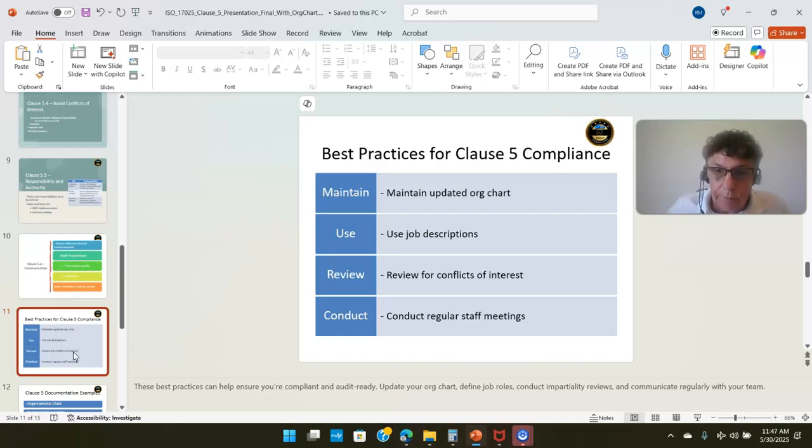especially when it comes to Clause 5. Update your org chart as needed, define job roles, conduct impartial reviews, and communicate regularly with your team via sources such as email, reading the quality manual, signing off on that, and all of those things I mentioned before.